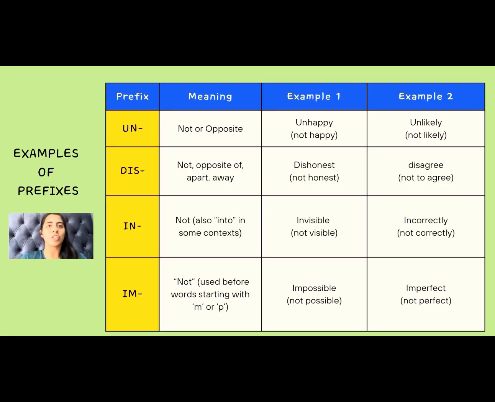As you can see, we have a chart of examples of prefixes. We have the column prefix: un, dis, in, and im. And also we've got il, ir. You also have the column of the meaning, but we're gonna focus a little bit more on the examples. Un: unhappy, unlikely. Dis: dishonest, disagree. In: invisible, incorrectly. Im: impossible, imperfect. Il: illegal, illegible. Ir: irregular, irresponsible.